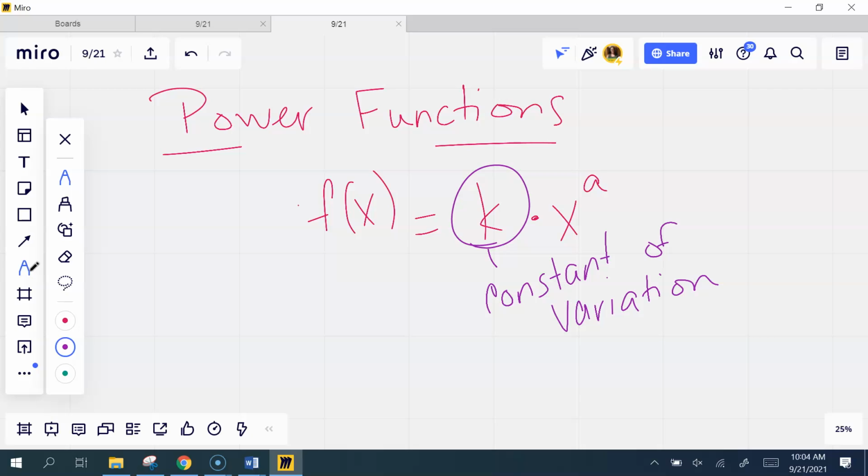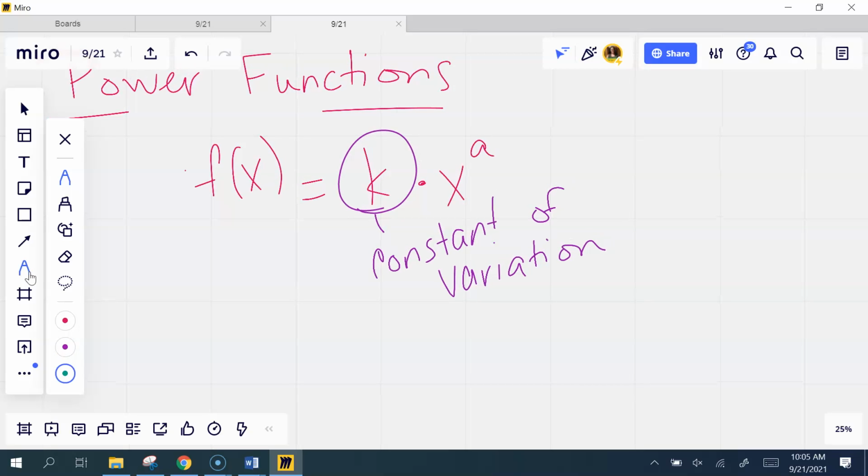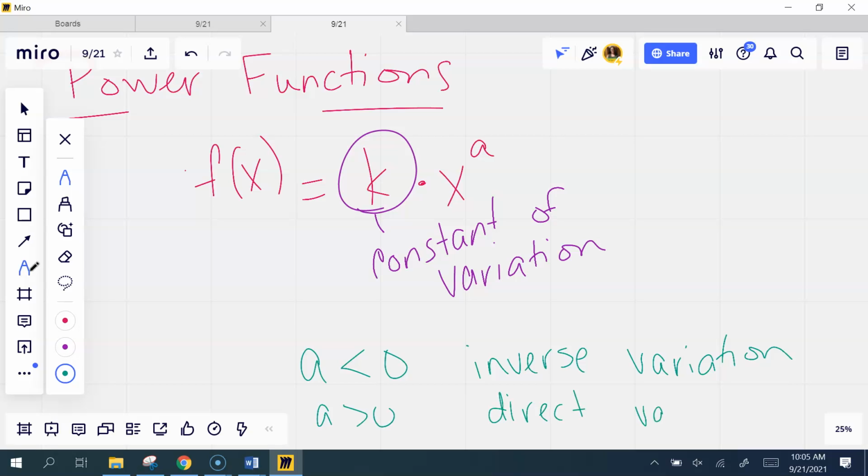How do you tell if it's inverse or direct variation? If what's negative? If the power is negative, what's the power here? A. So when A is negative, what does that mean? It's what? Inverse variation. And when A is positive, it's direct variation. That's exactly right. What if it's a fraction? If the exponent is a fraction, does it matter? No, I'm still looking at positive or negative there as far as inverse or direct variation. I'll make sure I cover everything.